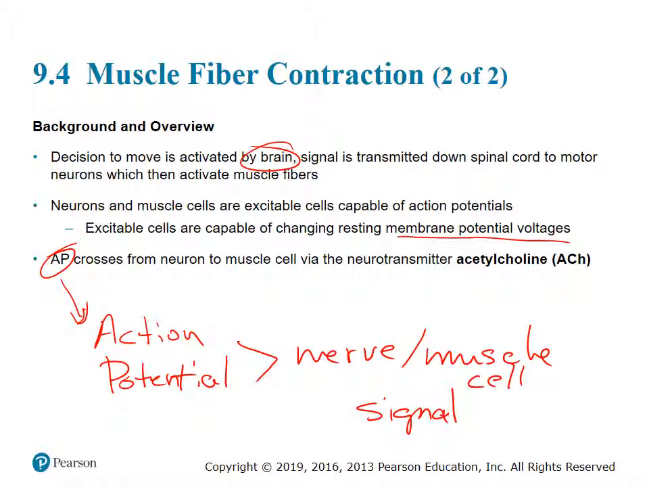Now, how do we get the neuron's signal to the muscle, for the muscle to start another signal? We do that through chemicals, obviously. And the chemical we use to transmit that information, we call that a neurotransmitter. It comes from the neuron. We call that acetylcholine, or ACh for short, acetylcholine.